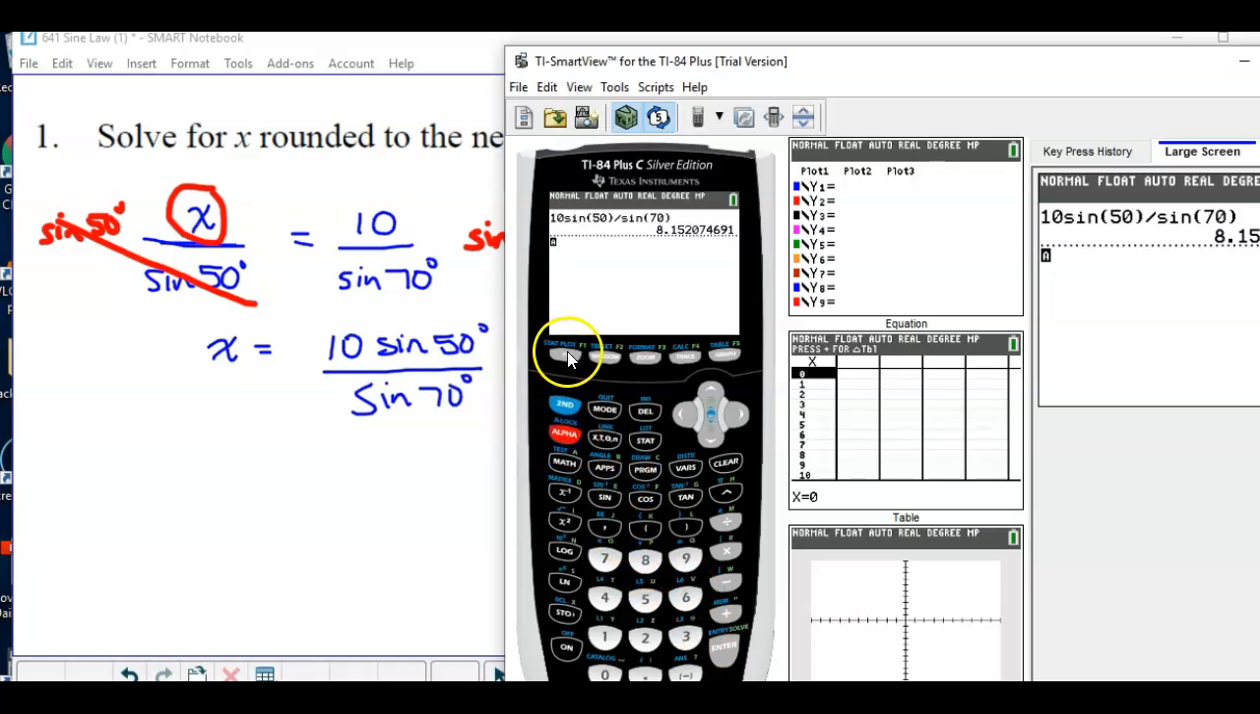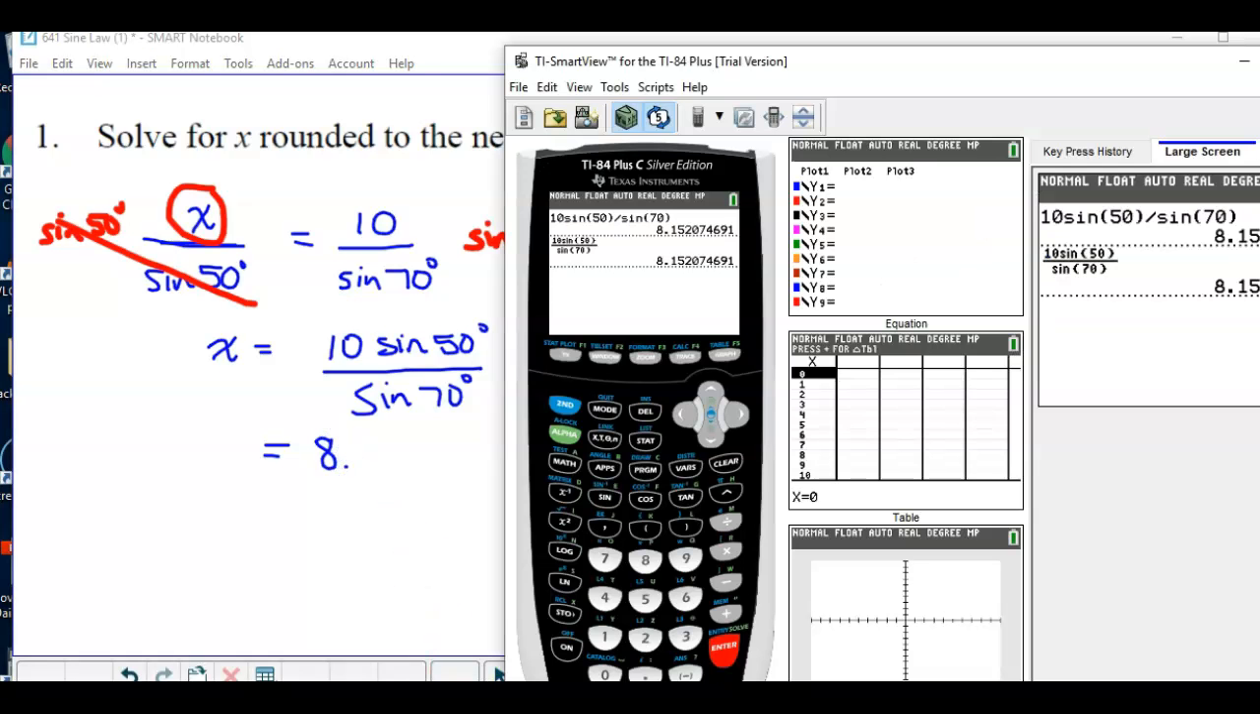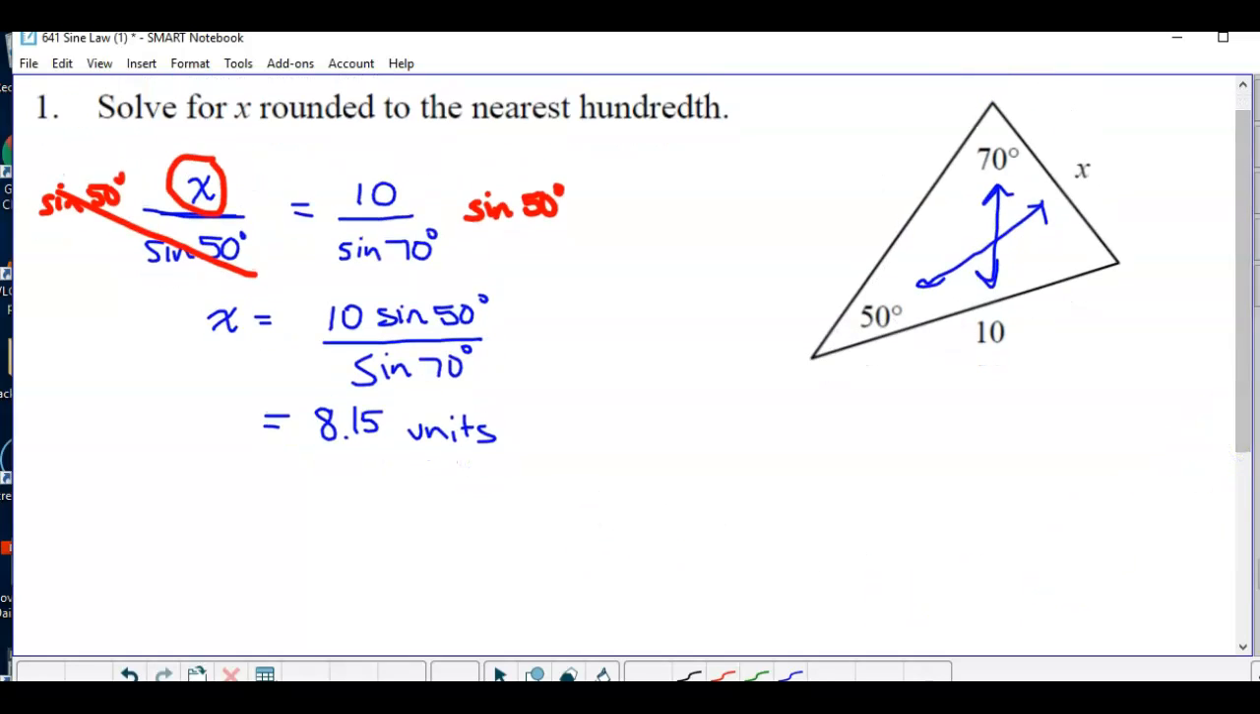If you have the fraction capability, you can set it up as a fraction. Go 10 sine 50, and then in the denominator, sine of 70. You get the same thing. And this is a final answer. We're not using it anywhere else. So now I can round. It asks for the nearest hundredth, 1.05. It doesn't have units, so you can just put the word units. All right. Next one.